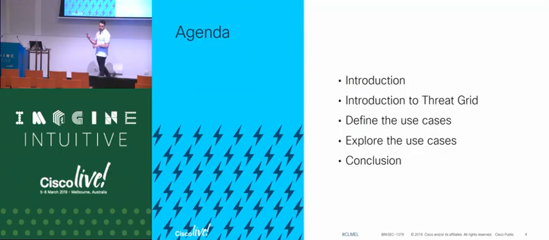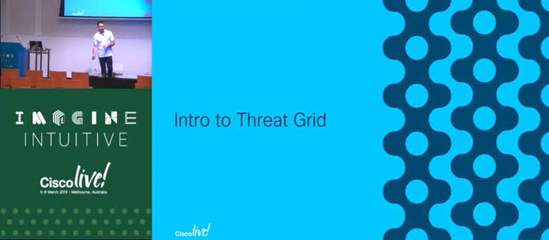So the agenda: the introduction, which I more or less just covered. We're going to do an introduction to ThreatGrid for anybody that may not be familiar with it, and then we'll start defining what the different use cases are for the product, beyond just the basics of it analyzes malware. Then we'll explore those use cases in more depth and really dive into what it looks like to implement some of them. And then we'll wrap up at the end. So, introduction to ThreatGrid.